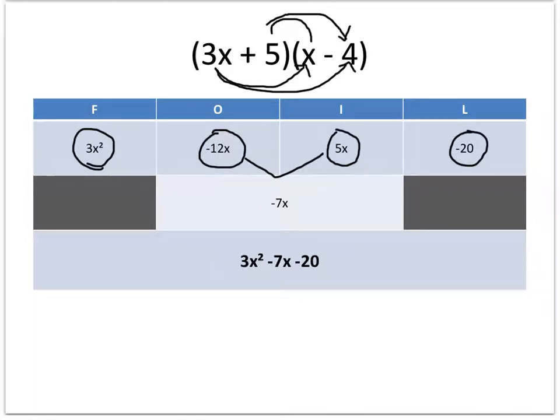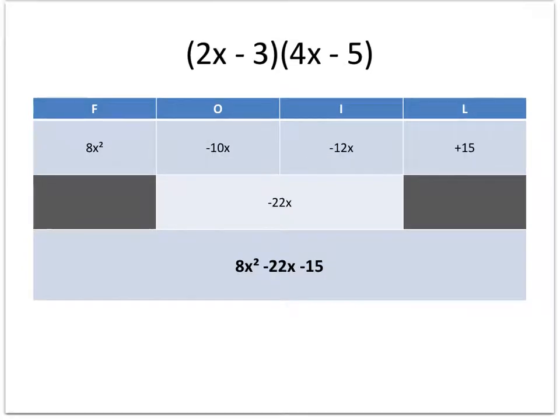Let's look at one more. 2x minus 3 times 4x minus 5. 2x times 4x gives us 8x squared. 2x times negative 5 gives you negative 10x.